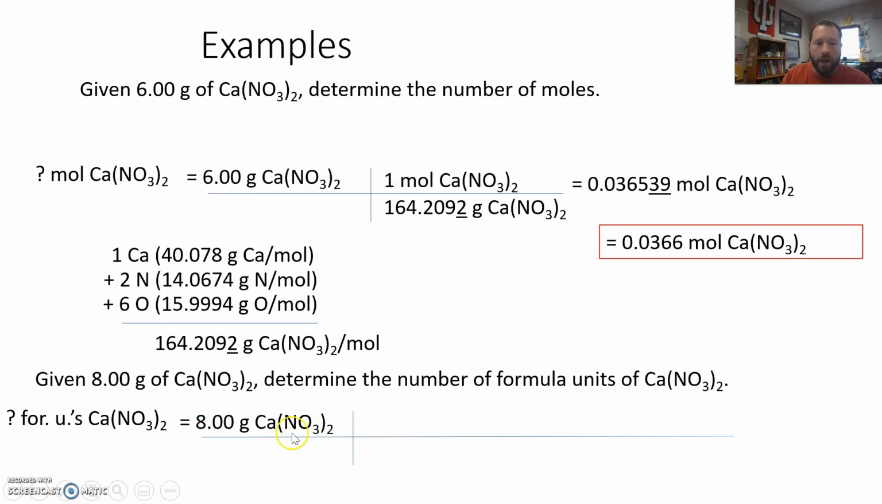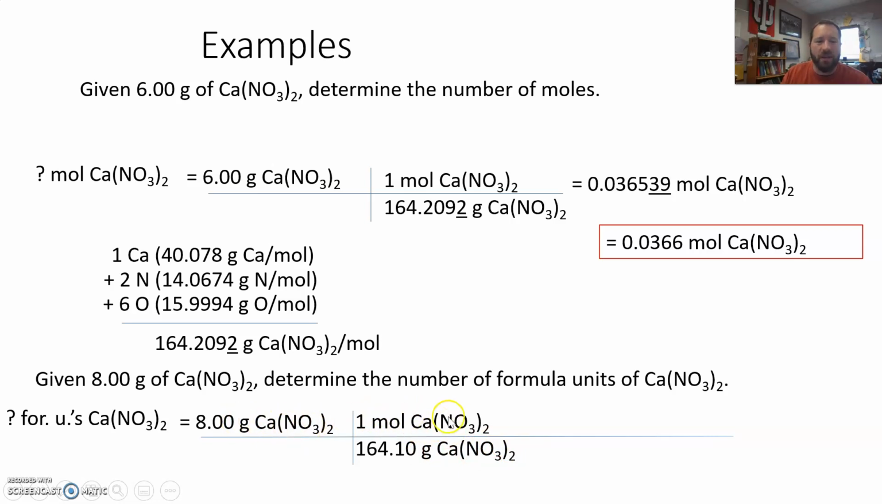I know that I need grams on the bottom. I can go grams to moles. I can't go grams to formula units. I don't have that conversion, but I can go grams to moles. That's what this value here is. It's a molar mass, 164.2092 grams of calcium nitrate per mole. So I put that 164.2092. I'm not sure what happened to my 2092. Yikes, that's embarrassing. Put that on the bottom to make sure that my grams calcium nitrate cancels out.